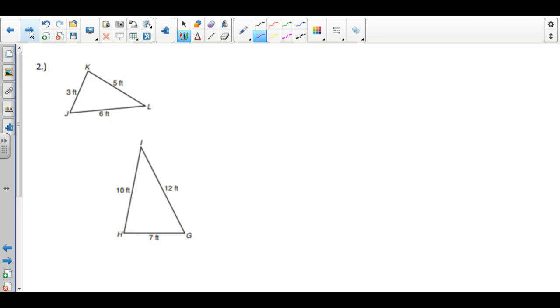The next one, notice we're not giving angles, so this looks like it could be a case for side, side, side. So the first thing we would need to do is just prove basically that our ratios are proportional, or that the ratios themselves are congruent. So I'm going to take my shorter side of the bigger triangle first, so it looks like HG, and I want to see if that corresponds to the short side over here, which is KJ or JK.